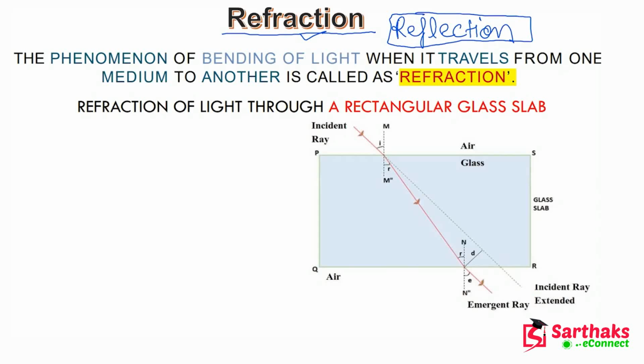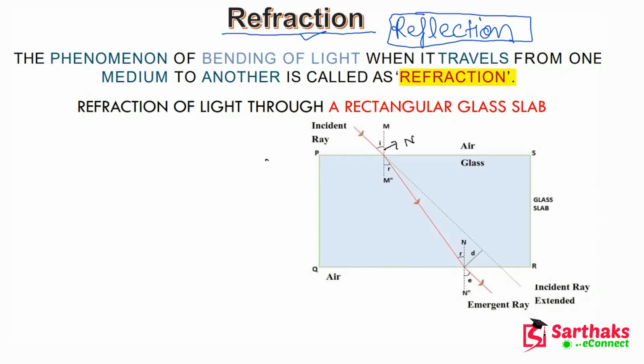So let's talk about refraction through a rectangular glass slab. This is a rectangular glass slab, and this is a ray which is incident, or you can say falling, on the surface obliquely. Now, if it follows its actual path, then it should be going like this. But instead of following its path, it is bending towards the normal. You can see this is your normal.